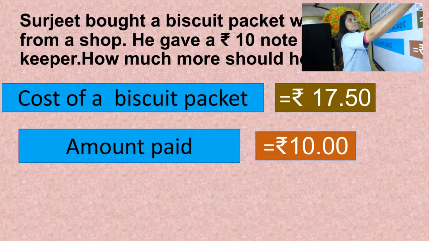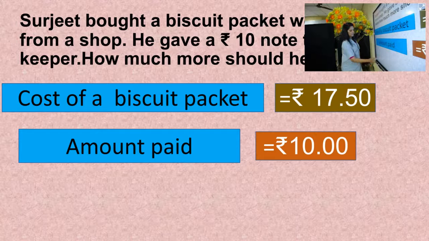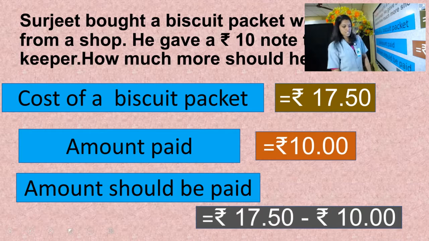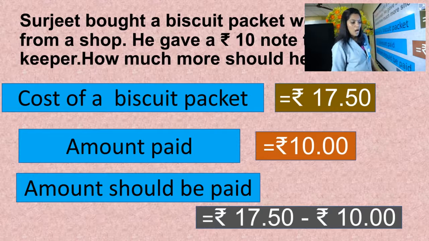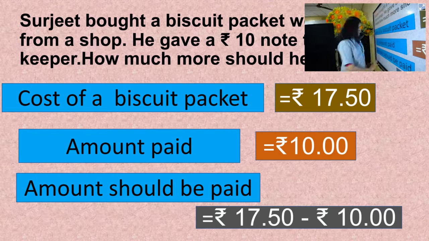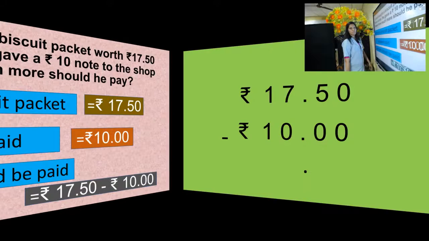Now, the last step. What is the last step? Amount should be paid. See, again he has to pay more, isn't it? So what is the amount that he should pay? Again, we can find out by reducing these two. Rupees 17 and 50 paise minus rupees 10. Okay, right? Now we can do the subtraction.